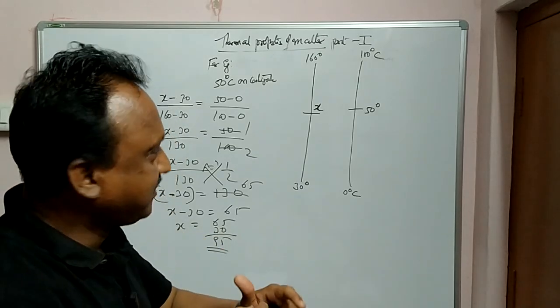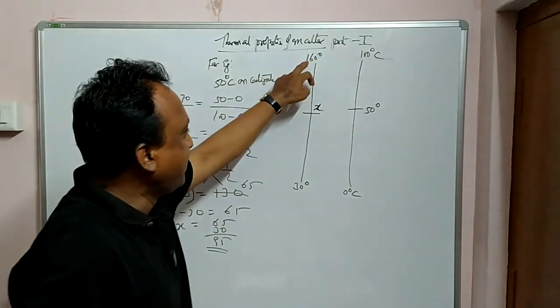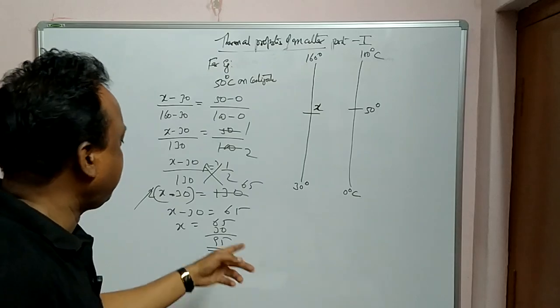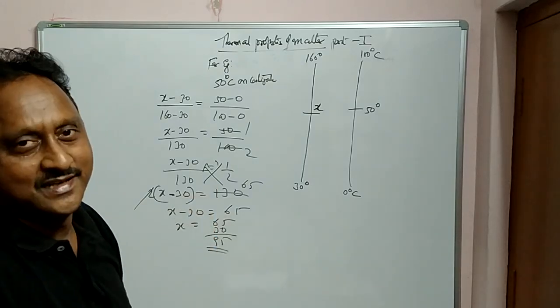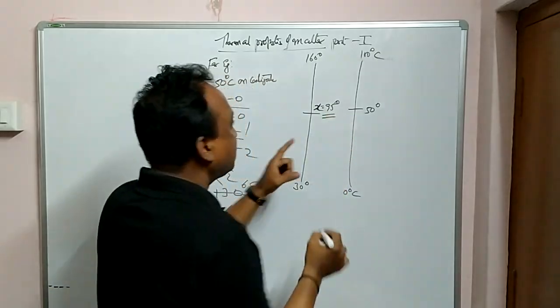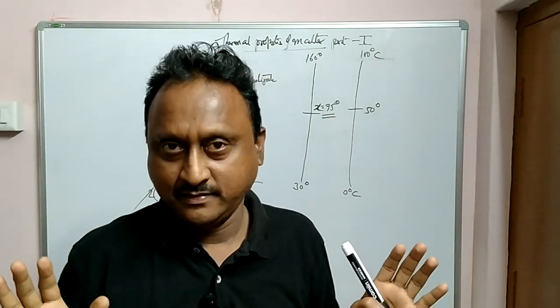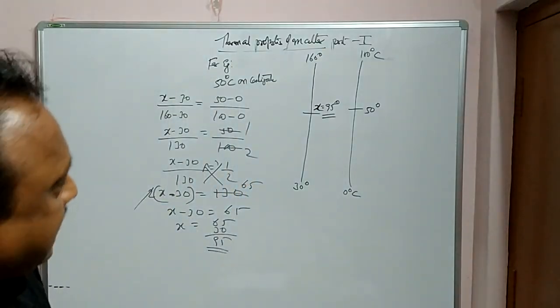So what is the answer here? If it is 50 degrees on the centigrade scale, where will it be on this imaginary scale? It will be 95 degrees. So this is how you have to solve the numericals regarding scales. Clear? Right.